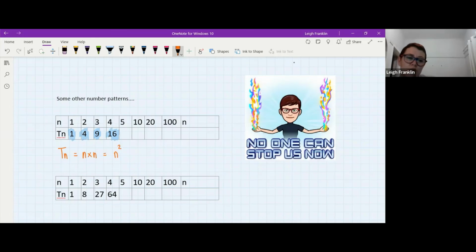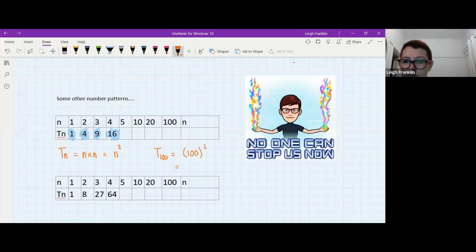Good. Okay, so this rule is a little bit different. This rule is n squared. So 1 squared is 1, 2 squared is 4, 3 squared is 9, 4 squared is 16. So if I wanted to work out what was this term over here, term 100, I could do the same thing. I could sub in 100, and that would be 100 squared.